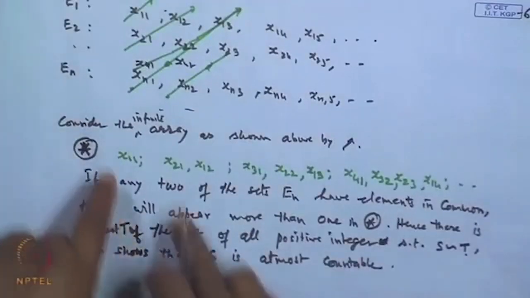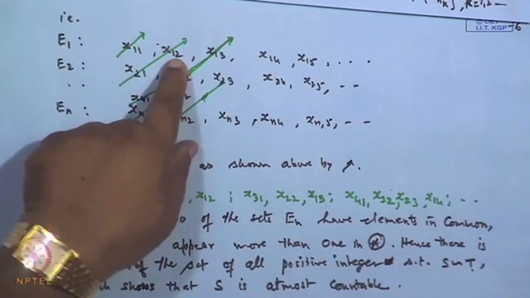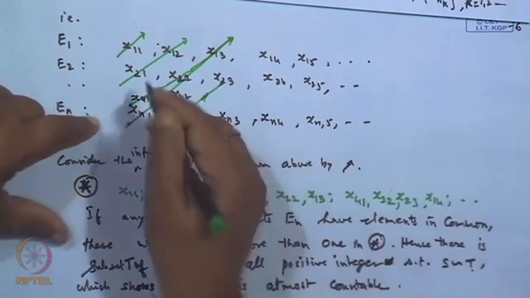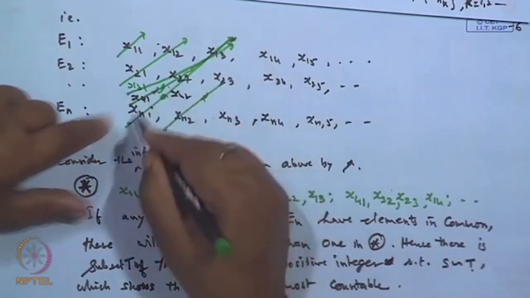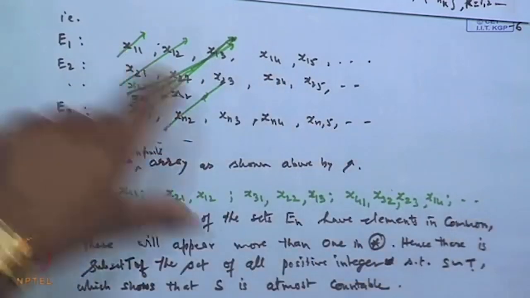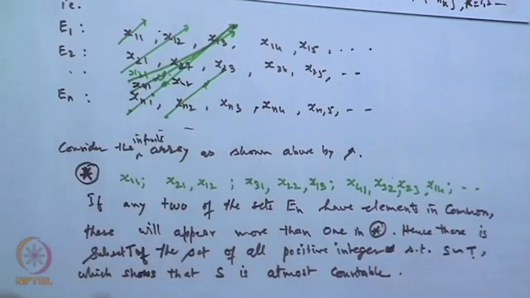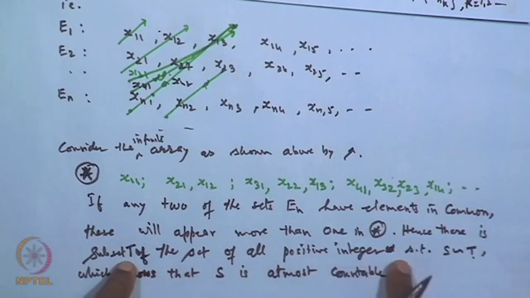Let us see what is the meaning of this. Once we have arranged this union S of E1, E2, En, each En we are arranging in the form of a sequence. So, now take the array like this. Choose the first element x11, then the second element x21, third element x12, fourth element maybe x31, then the array where the sum is 4, and continue. So, this has a 1 to 1 correspondence with the set of positive integers. In case some elements are repeated, we just drop those elements and take them only once. So, there will exist a subset T of the set of positive integers which has a 1 to 1 correspondence with the set of elements of S. So, S becomes countable.